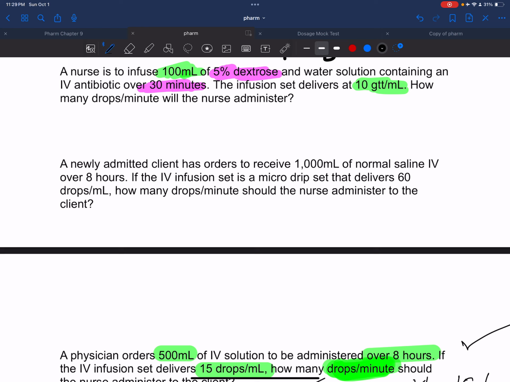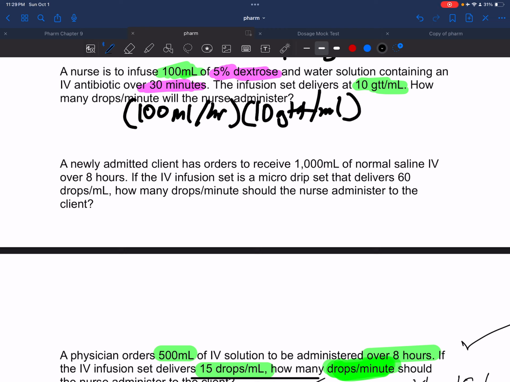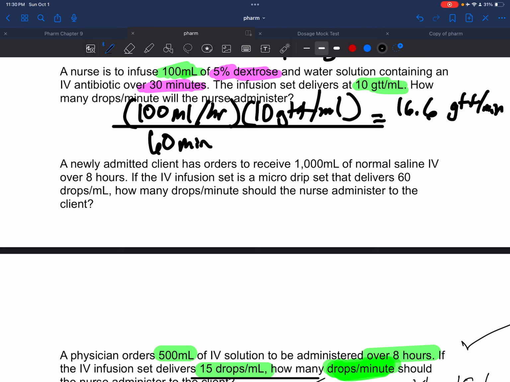So use the formula again. 100 milliliters times 10 drops per milliliter over 30 minutes. So 100 times 10 divided by 30 equals 33.3 drops per minute. But we can't have half of a raindrop again, so we gotta make it 33 drops per minute.